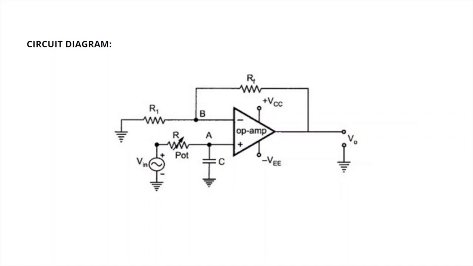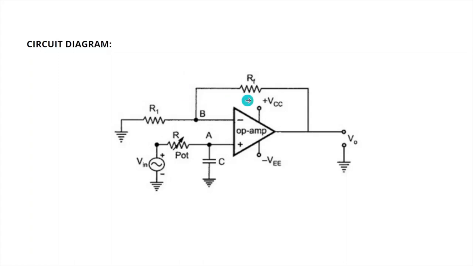So here you can see the diagram of the low pass Butterworth filter. We have the input voltage, which is connected in series with the resistor, which is further connected in parallel with the capacitor. Here we are giving the input at the non-inverting terminal. Further, we can see the inverting terminal is connected with the feedback resistor, named RF, and further connected with R1, and this combination of RF and R1 decides the gain of this op-amp.